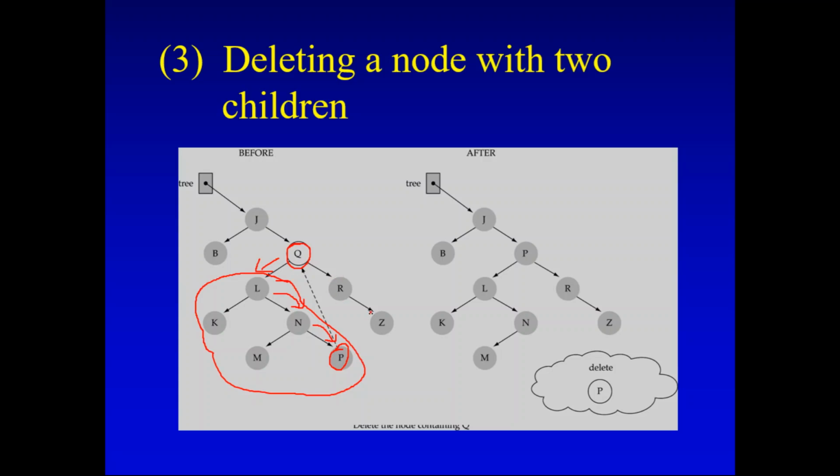The first method we have already discussed. Now we are discussing the second method, which is to replace the node with the infix predecessor. Infix predecessor is nothing but the node with the largest value in the left subtree. In this case it is P. First you replace Q with P, then you have to delete P. Again, for deleting P you have to apply all the deletion rules. You have to check whether P has one child, two children, or no child.